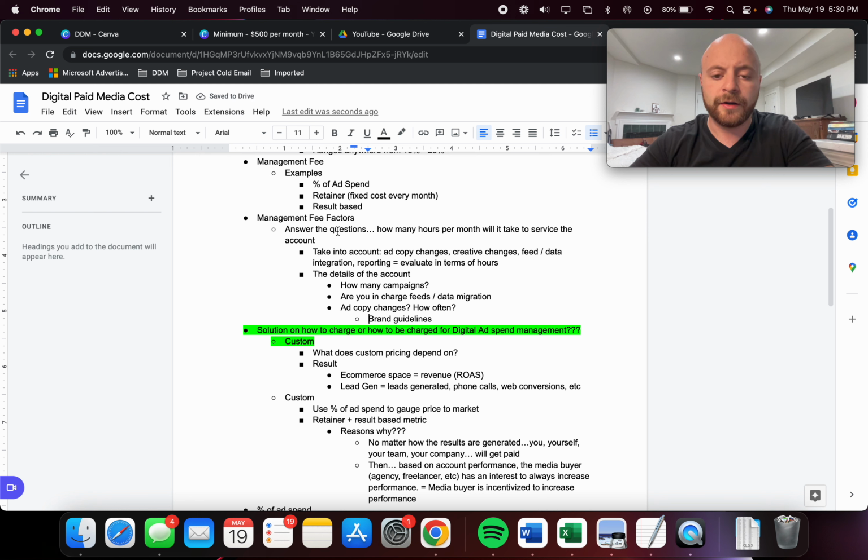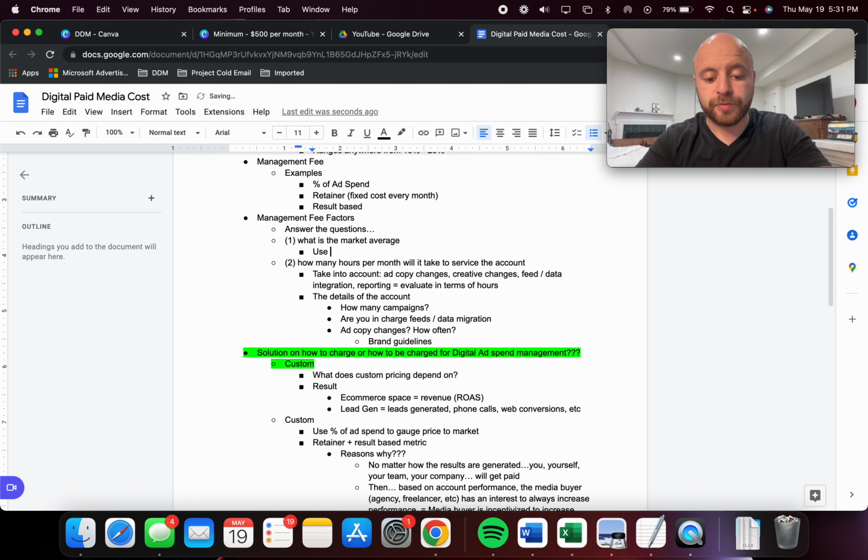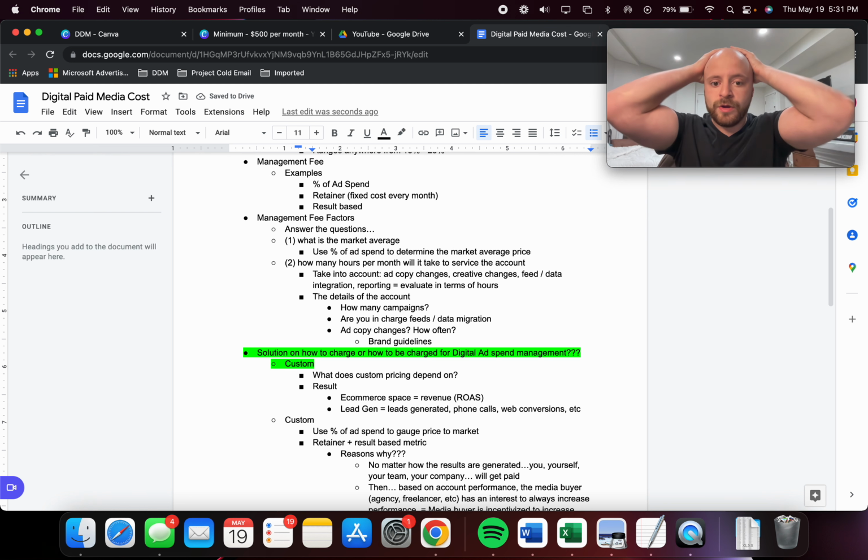So question 1, how many hours per month will it take to service the account? I'm actually going to make that question 2, because question 1 will be: what is the market average? And then you can use percent of ad spend to determine the market average price. So that's what I would do.